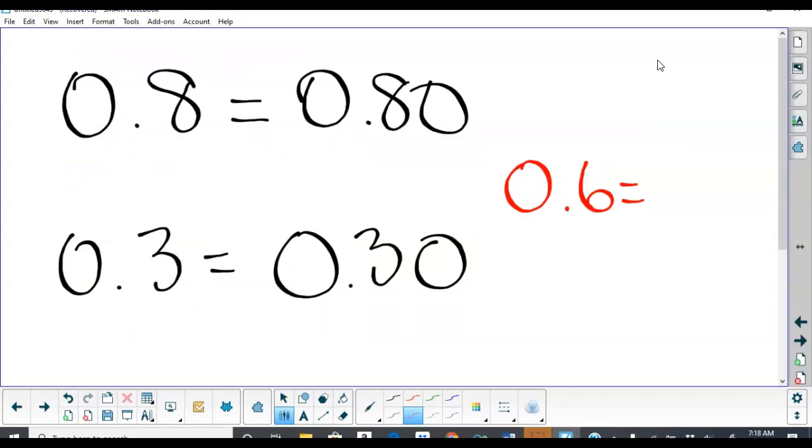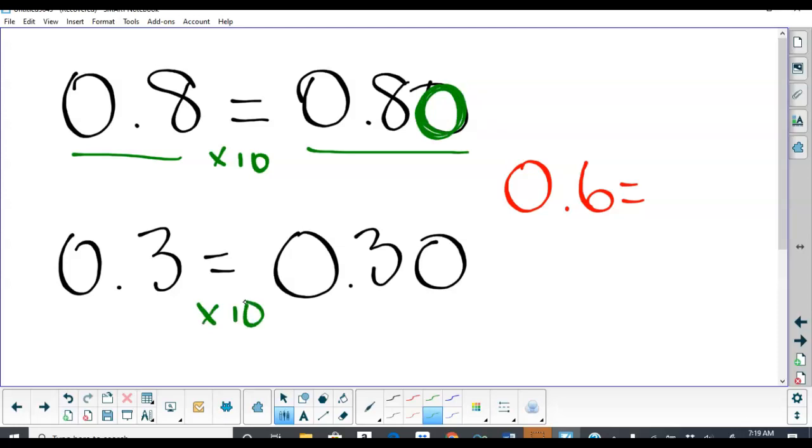Okay, now let's look at it in the decimal form. Okay, so I noticed that 8/10 is equal to 80 hundredths. So what do I notice has happened there? Well, I noticed that 8 times 10 is 80. I also noticed that it's just like adding a 0 at the end. I noticed that 3 times 10 equals 30. And it was just like adding a 0 at the end.